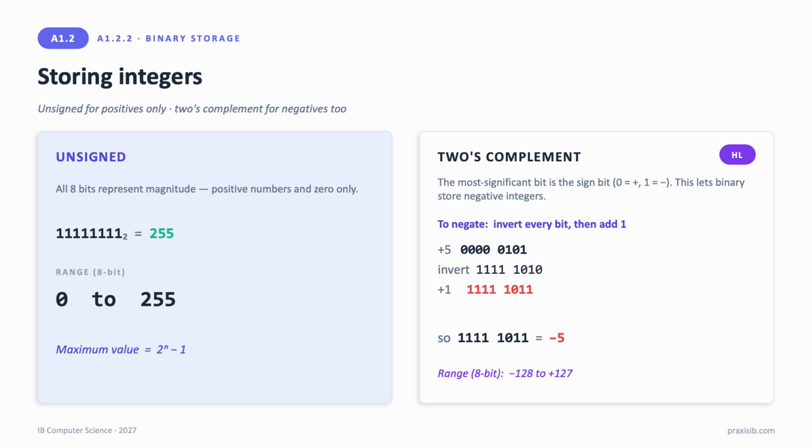Let's do minus 5. Positive 5 in 8 bits is 0, 0, 0, 0, 0, 1, 0, 1. Flip all the bits and you get 1, 1, 1, 1, 1, 0, 1, 0. Now add 1 and you get 1, 1, 1, 1, 1, 0, 1, 1. That's how a computer stores minus 5. Using this system with 8 bits, you can represent numbers from minus 128 all the way up to plus 127.